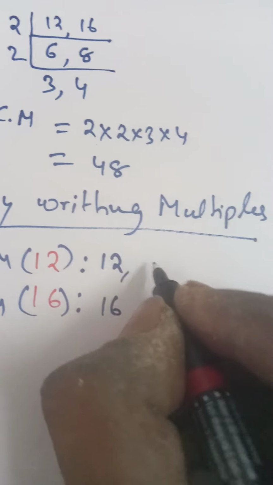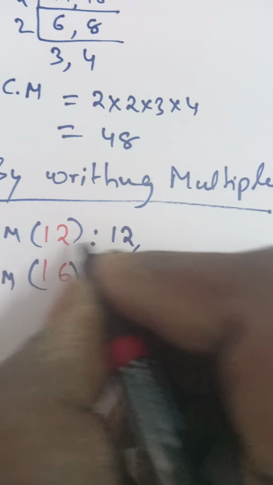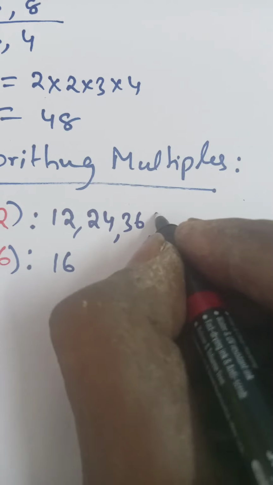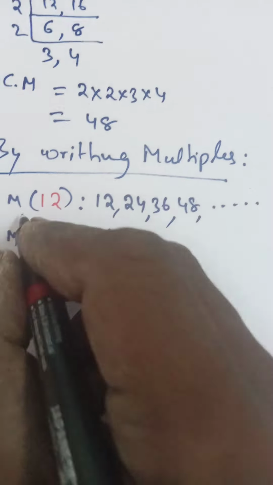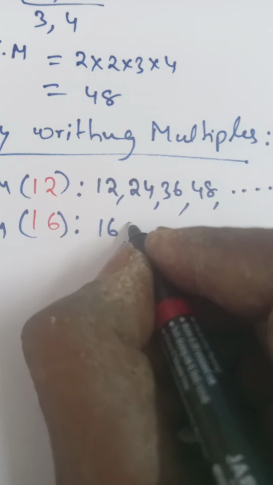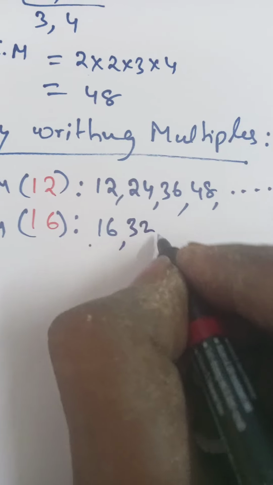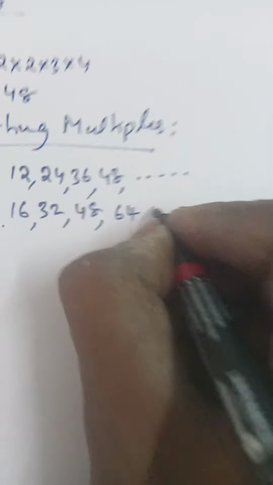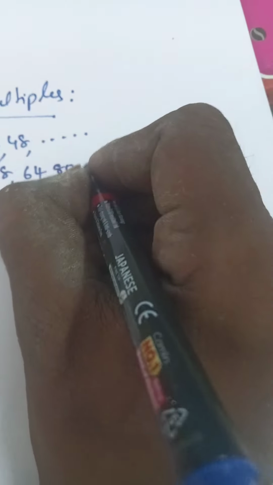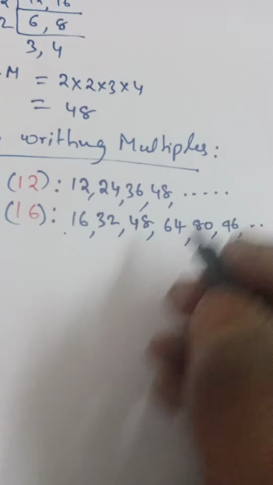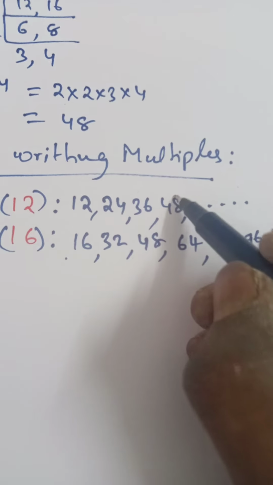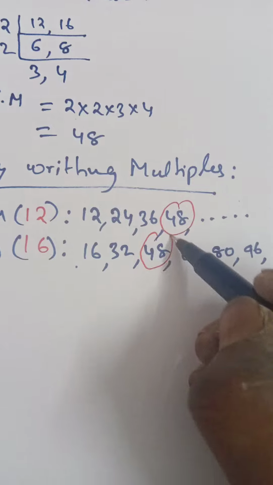The number itself is the least multiple of itself. Here you write the numbers which are divisible by 12. 12 1s are 12, 12 2s are 24, 12 3s are 36, 12 4s are 48. These all are the multiples of 12. And the multiples of 16 are 16 1s are 16, 16 2s are 32, 16 3s are 48, 16 4s are 64, 16 5s are 80, 16 6s are 96, like that. Now better to identify the common multiples of both of them. Here the common multiple is 48.